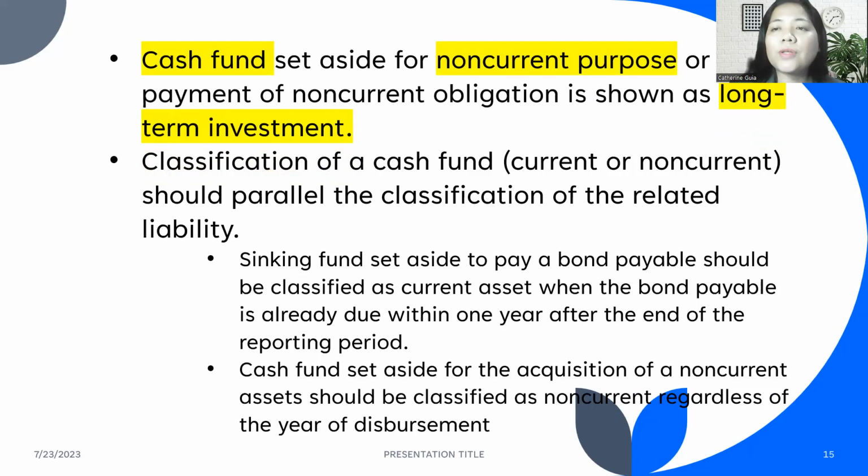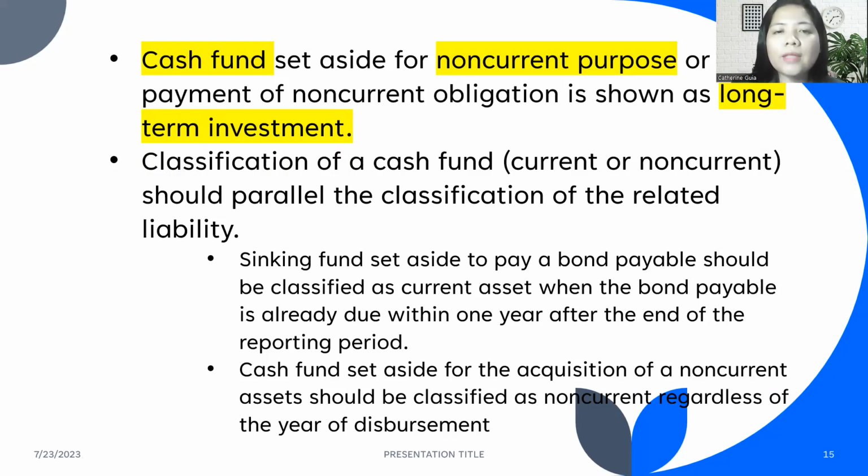And again, if it's for current operations, we consider that as part of our cash items. Okay, another thing you have to remember is the classification of a cash fund. Again, it could be current or non-current, and it should be aligned with the related liability. Please take note that a sinking fund set aside to pay a bond payable should be classified as a current asset when the bond payable is already due within 1 year after the end of the reporting period.